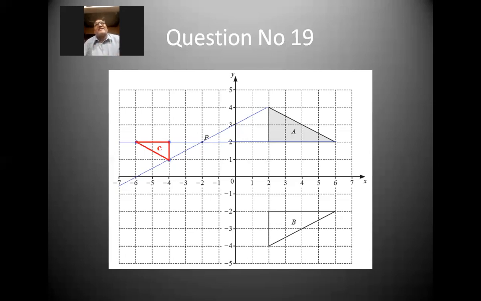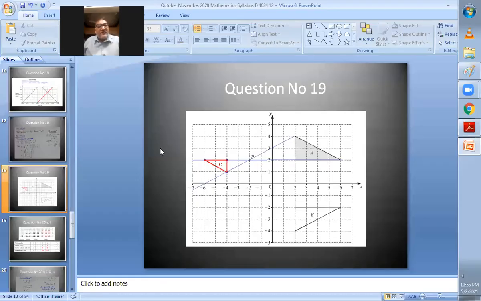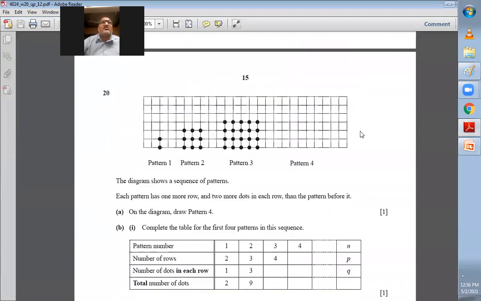When the scale factor is negative, the object and the image are on opposite sides of the center of enlargement. They are on the opposite sides of the center of enlargement because the scale factor is negative. Hopefully you understand how I have drawn the figure C. So that was question number 19. Now let's move to the next question.